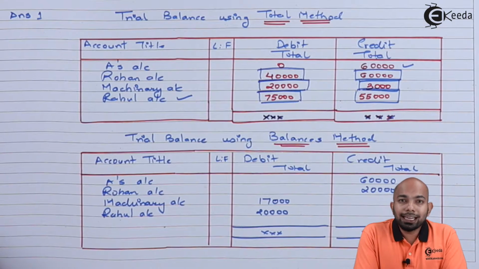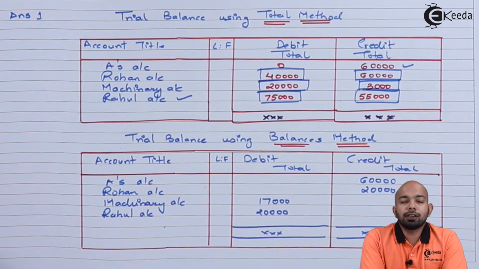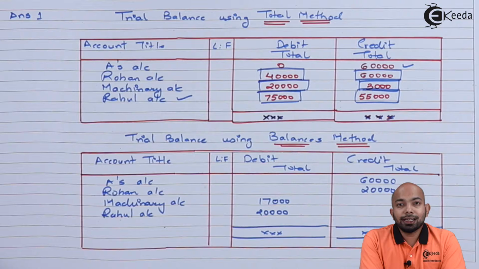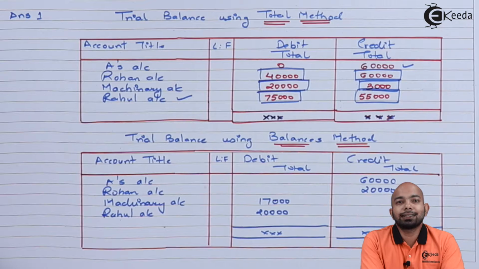Now, when we talk about the same question under the following method, that is the balances method, let's understand how we prepare the trial balance under the balances method. We'll be using the same question, the same four accounts, and see how the preparation of the trial balance is done under the balances method. As I've already mentioned, under the totals method, the total of the debit side and the credit side, excluding the balance carried forward for the next year, will be mentioned. Under the balances method, the balances carried forward in the next year are what we'll be mentioning.